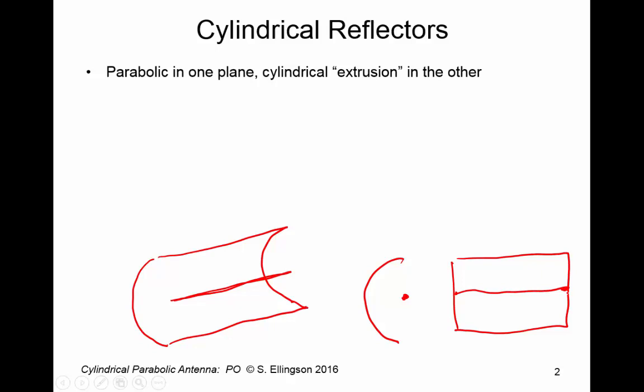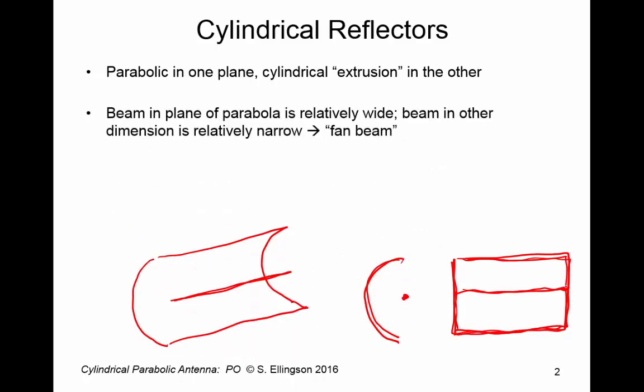And you can understand the pattern that this makes by looking at what happens in each of these two planes. In the plane of the parabola, you get the pattern that you'd expect from a parabolic antenna. And over here, you get what you'd expect from a line source. So you get different patterns in different planes. Generally, the beam in the plane of the parabola is relatively wide, and the beam in the other dimension is relatively narrow, because this dimension is typically less than this dimension. And that results in a fan beam.